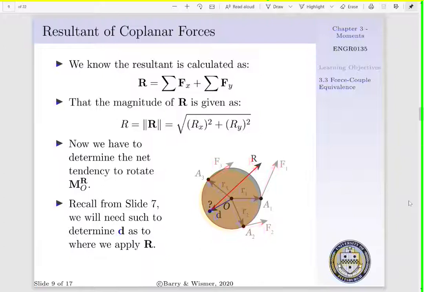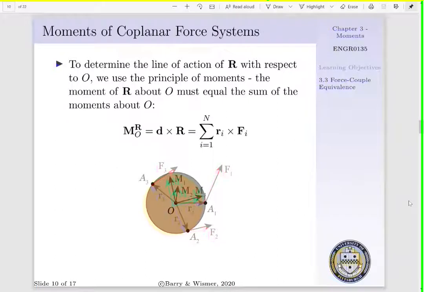Now, if we recall from slide 7, we need to do this such that we can determine d, the distance away from our part center, as to where we will apply our resultant force. To determine the line of action of our resultant force with respect to our part center, we are going to go back to the principle of moments. That is, our moment about point O due to our resultant is going to be equal to d cross R.